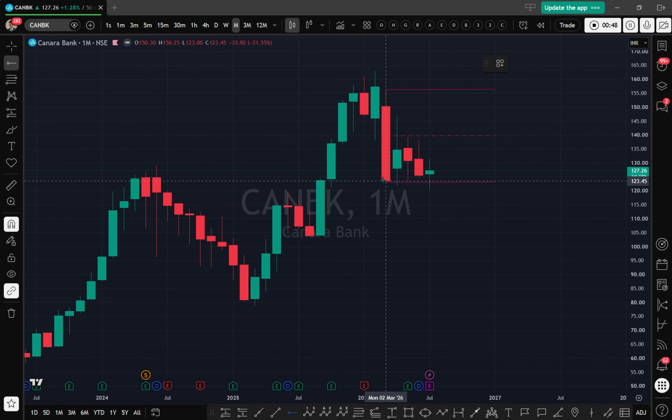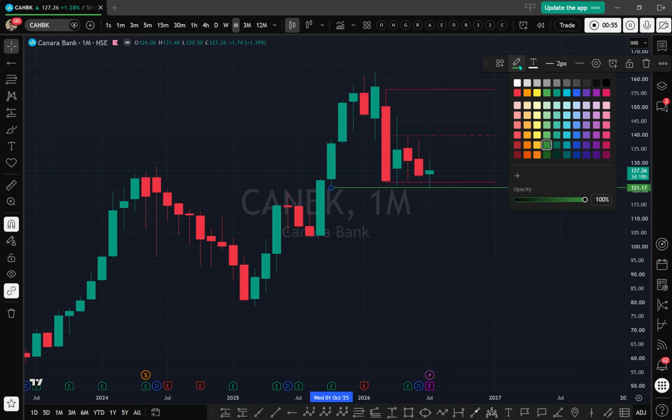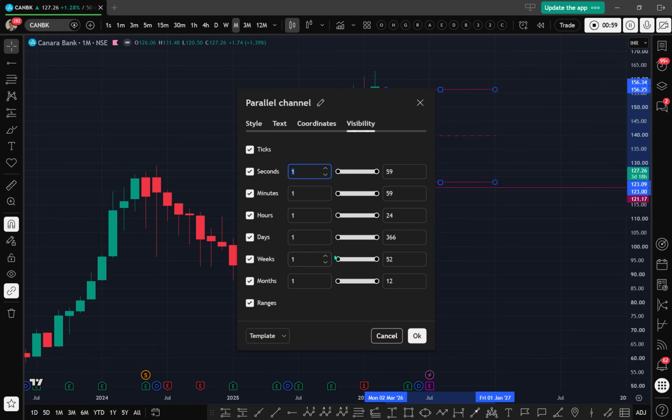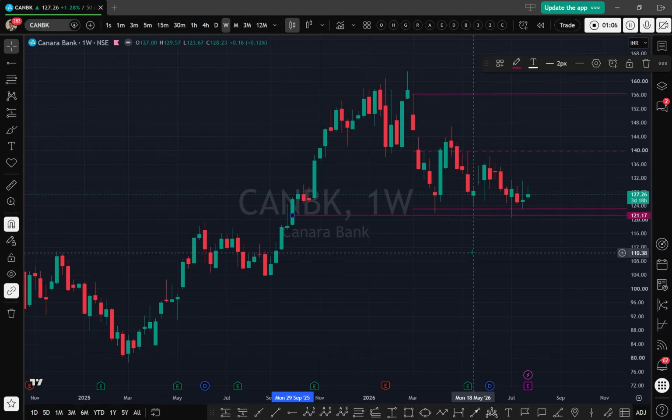But since I've already covered it with the mother candle, I'm going to forget that. And instead, I'm going to mark this one right here. It may or may not be useful. We'll find its relevancy soon in the lower time frame. With that, let's head on to the weekly time frame.